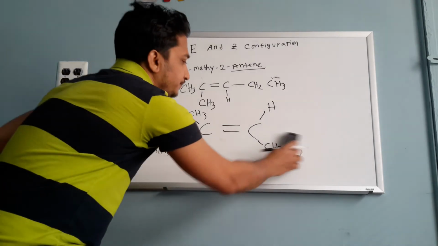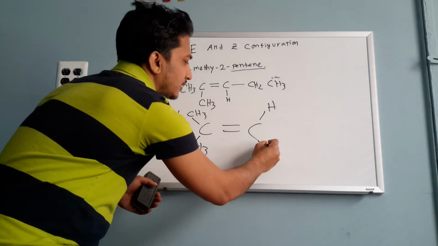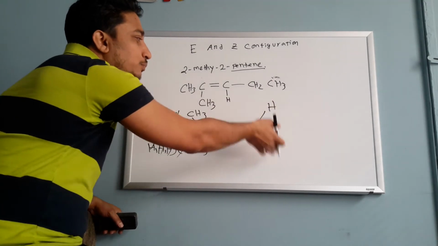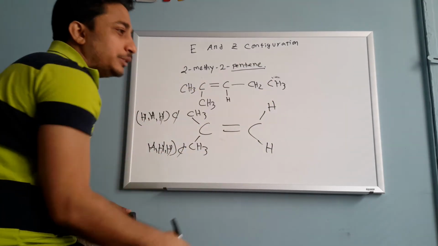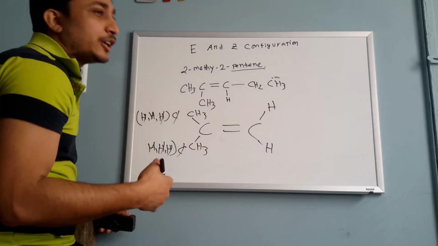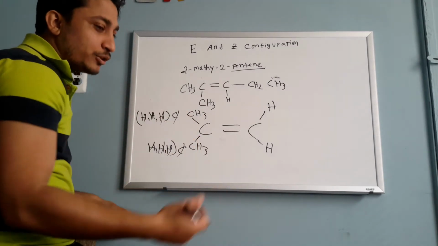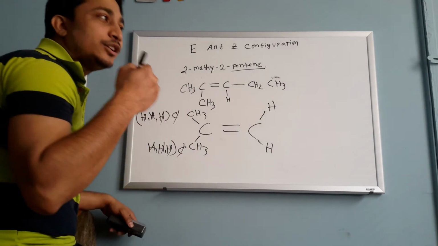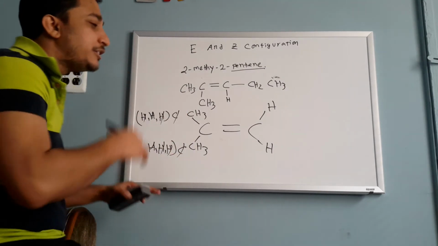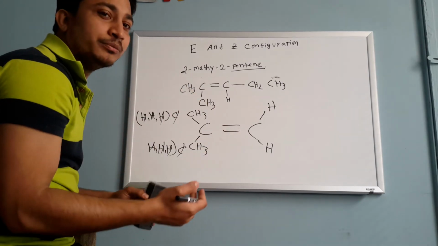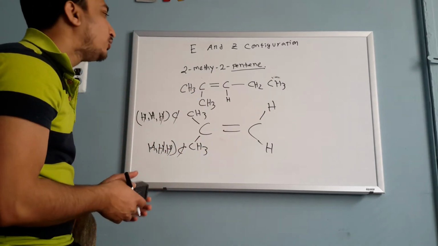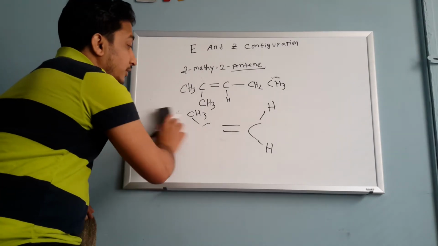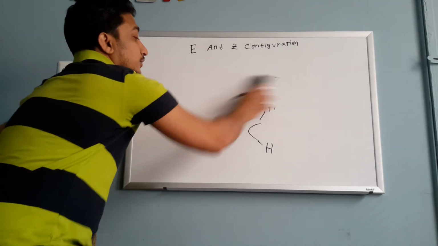For example, if there is an H in here, there is also no E and Z configuration. Why? Because both bonds, up and bottom, have the same atomic number. Hydrogen atomic number and another hydrogen atomic number are the same. So you cannot say this is E and Z configuration. E and Z configuration is possible if there are atoms with different atomic numbers. If no different atomic number, you cannot say this is E and Z configuration. Okay, so I'll give you the tricky one. This one is also easy.